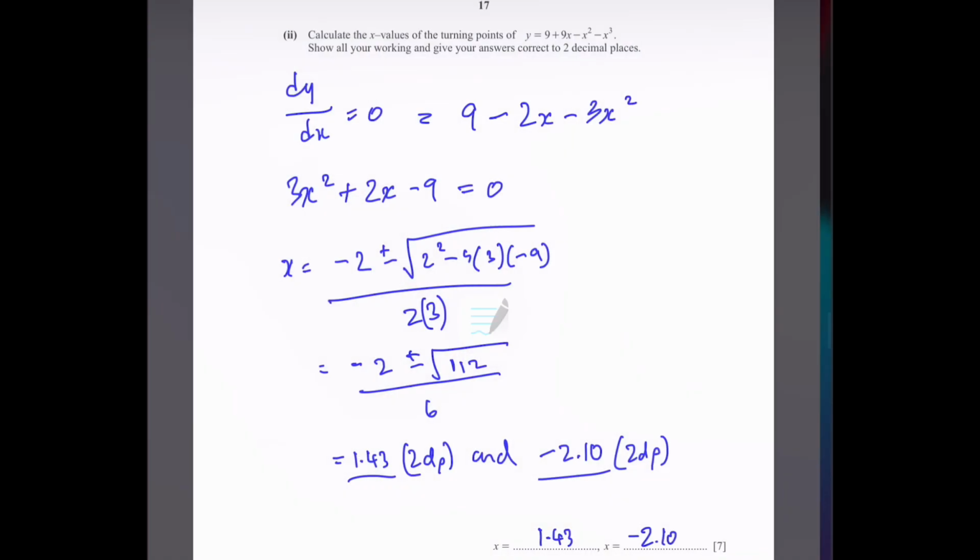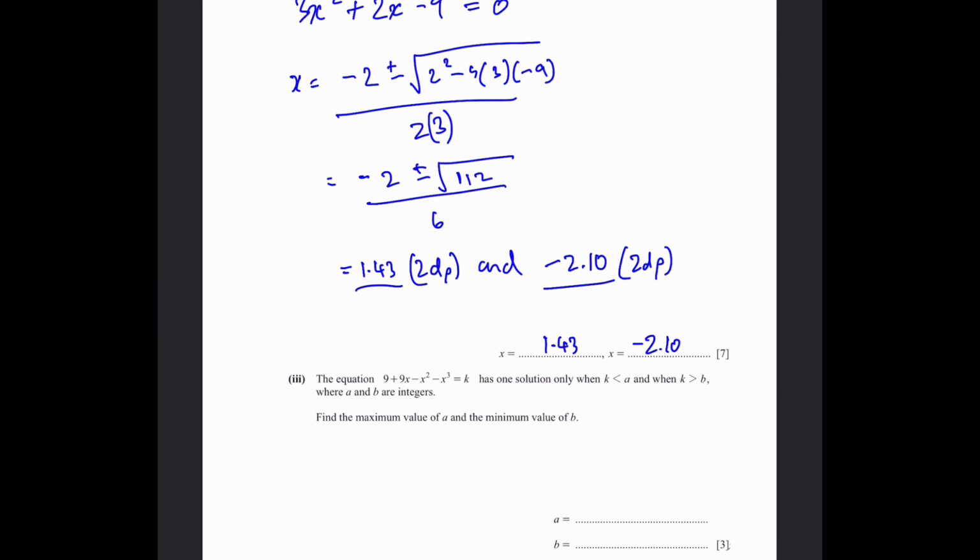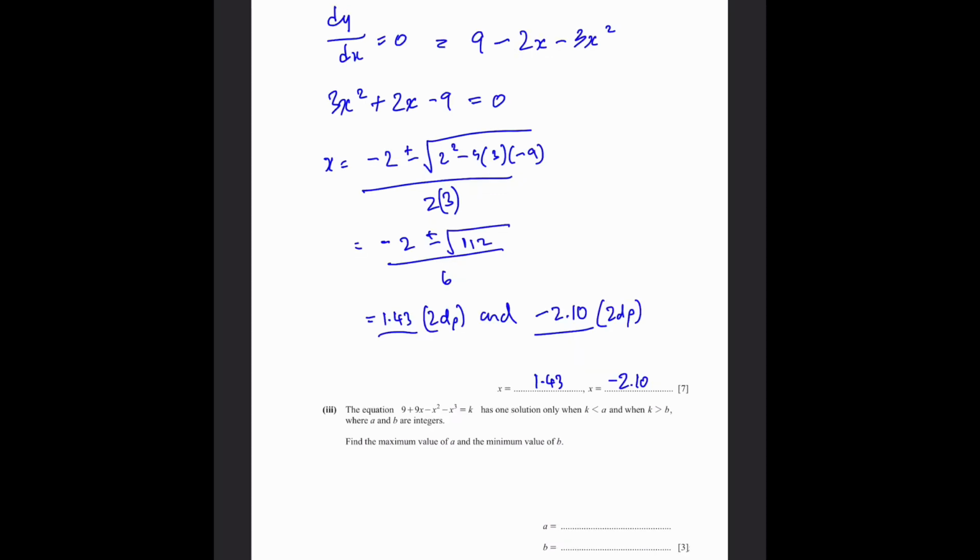Part 3. The equation 9 plus 9x minus x squared minus x cubed equals k has one solution only when k is less than a and when k is greater than b, where a and b are integers. Find the maximum value of a and the minimum value of b. First, let's get an intuition of what this question asks. So we want to know the range of values of y, or in this case, y is equal to k, right? So we want to know the range of values of k, where this equation has only one solution.